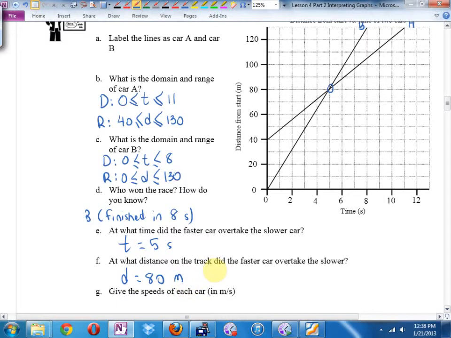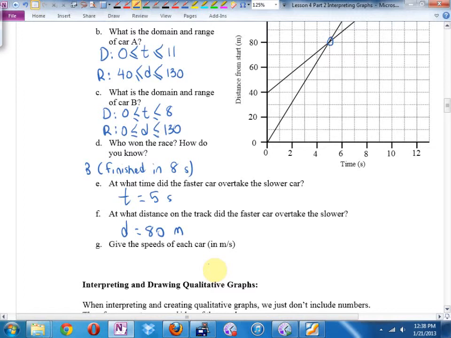G says, give the speeds of each car in meters per second. So you can measure speeds in kilometers per hour, which is what you do on roads. In physics, in science, and those of you that are in Science 10, you'll probably shortly be starting your motion unit. We generally measure speed in meters per second. That's the preferred physics way. So meters per second actually tells you how to calculate it. Meters per second says distance divided by time.